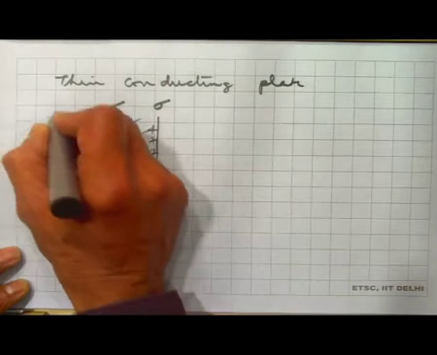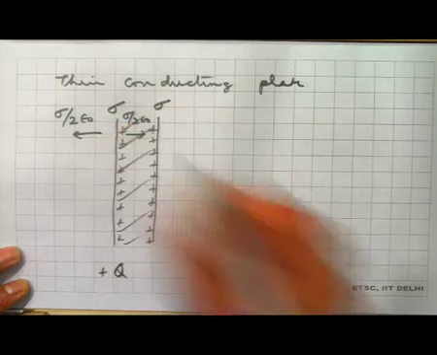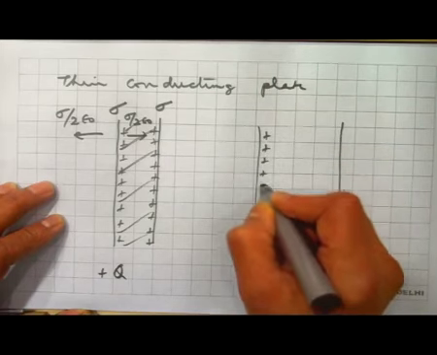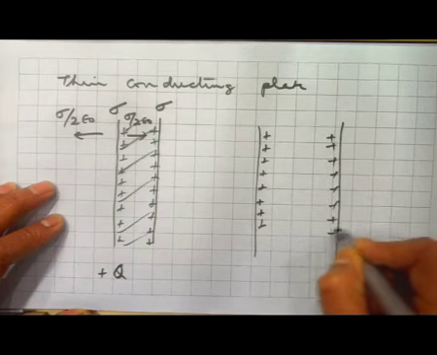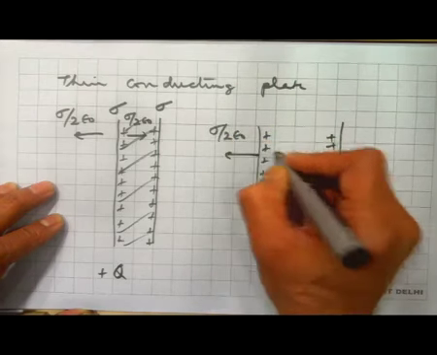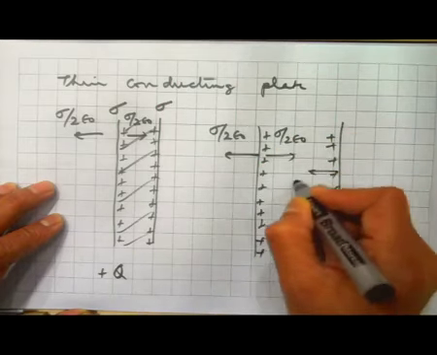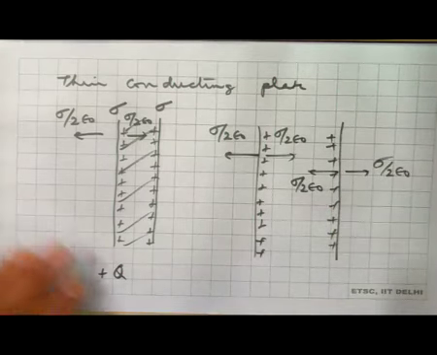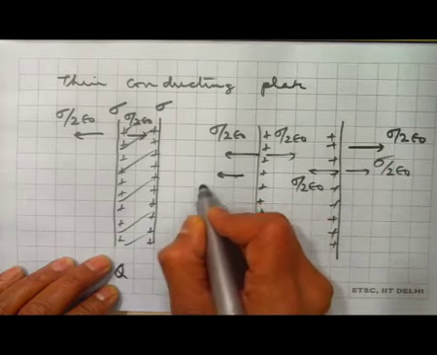So, this produces sigma by 2 epsilon 0 here, and it produces sigma by 2 epsilon 0 here. Let me draw another bigger figure. There are plus charges sitting here, and there are plus charges sitting here. So, this produces sigma by 2 epsilon 0 in this direction, and sigma by 2 epsilon 0 in this direction. This charge produces sigma by 2 epsilon 0 in this direction and sigma by 2 epsilon 0 in this direction. This charge also produces sigma by 2 epsilon 0 here, and this charge also produces sigma by 2 epsilon 0 here.